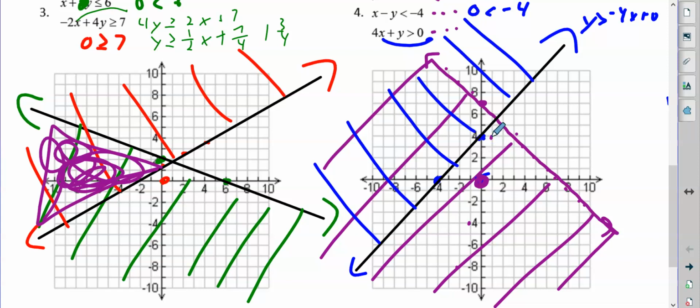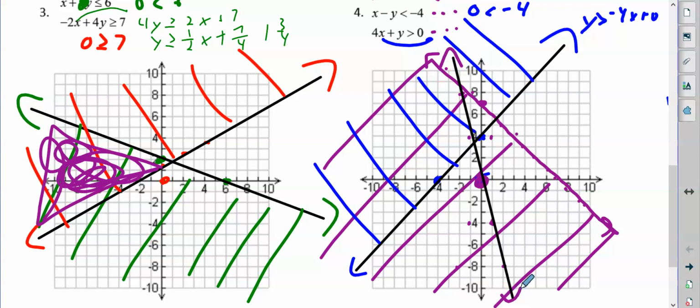Down 4, left 1, down 4, left 1, up 4, right 1. Nope. I just drew a positive slope, didn't I? Down 4, right, down 4, right, up 4, left, up 4, left. That turned out pretty well. Yeah, it's pretty good.